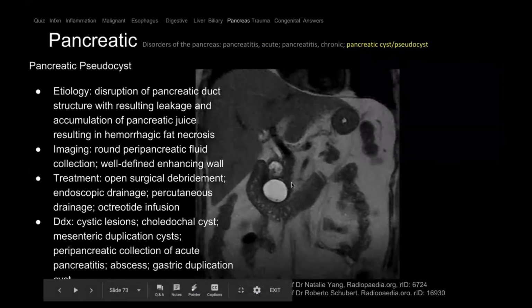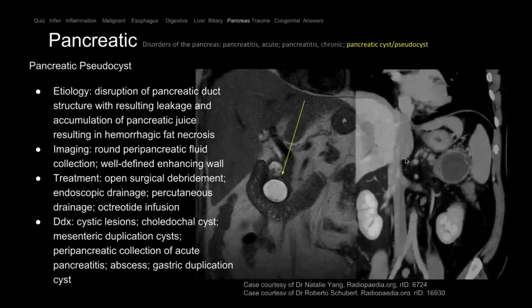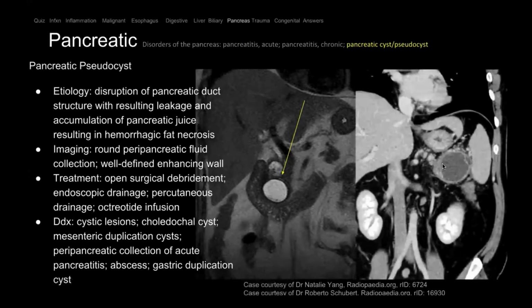Pancreatic pseudocysts: patients who've had pancreatitis can develop fluid collections in and around the pancreas. That's called a pseudocyst, because it's not a cyst. A true cyst is an epithelial-lined collection, but this is a pseudocyst because it doesn't have an epithelial lining. It's just fluid that's been walled off. So they call it a pseudocyst. So that's what that is here.